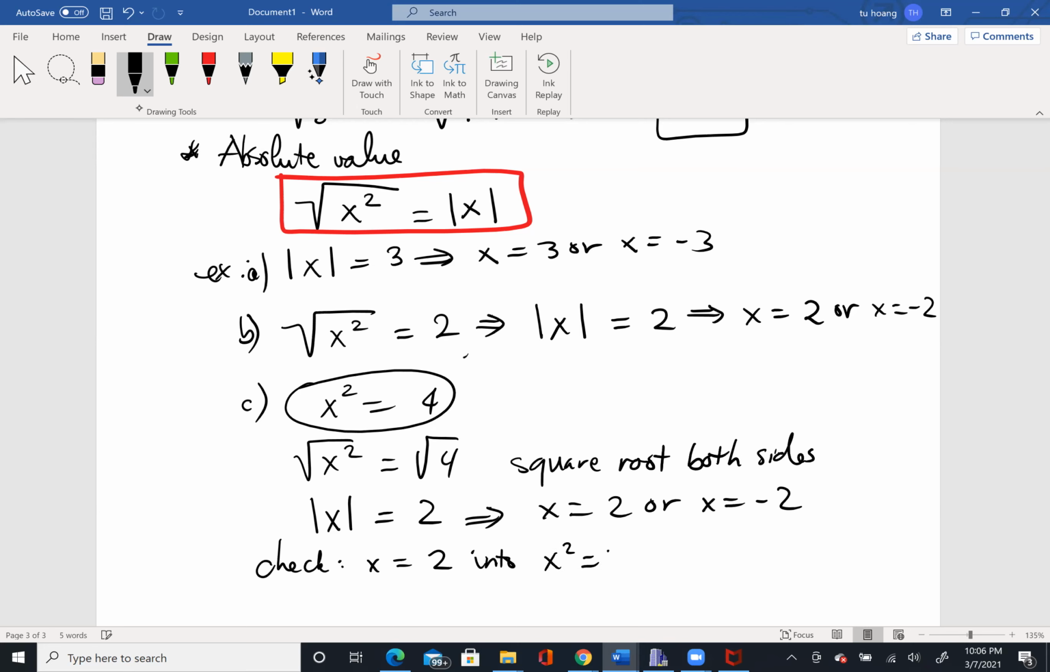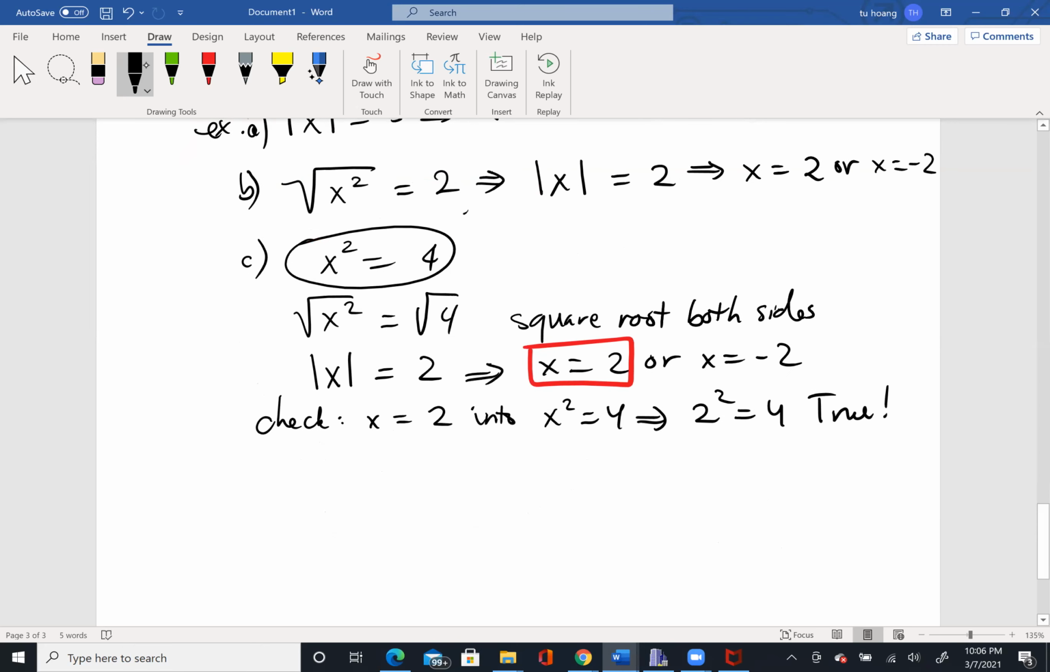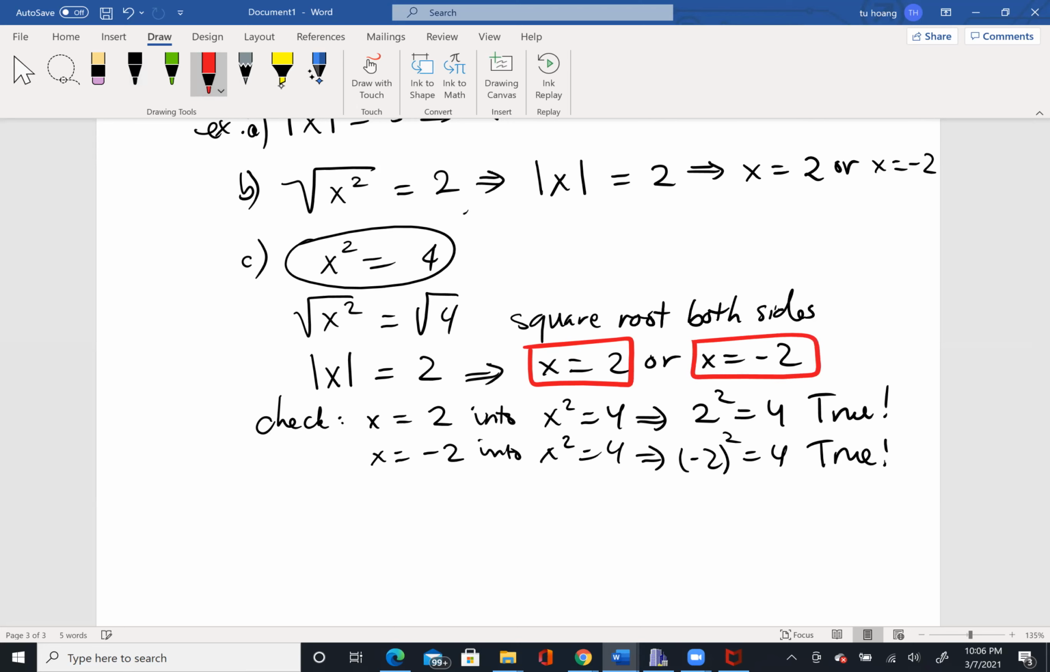So x squared equal to 4. And then you have 2 squared equal to 4. That is a true statement. Then this is one solution. Okay. What about x equal to -2 into x squared equal to 4? You also have -2 squared equal to 4. And that is a true statement also. So that means this is a solution. Okay.